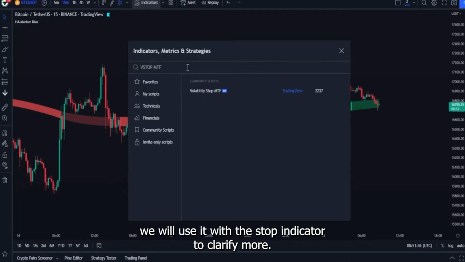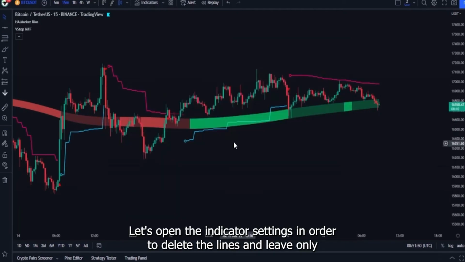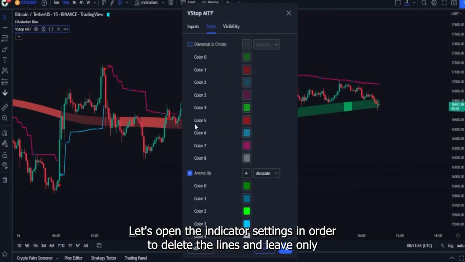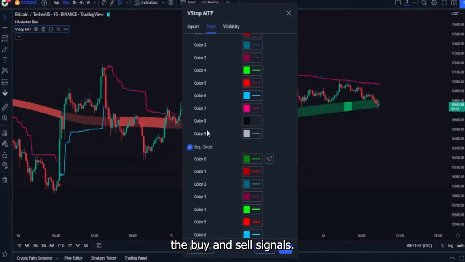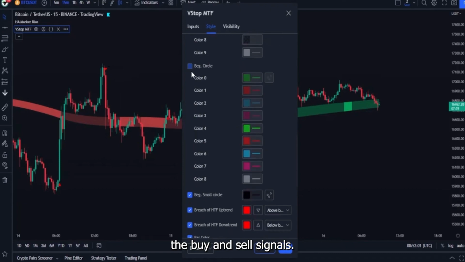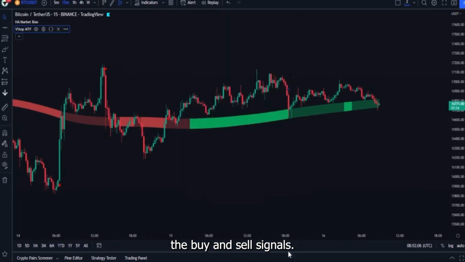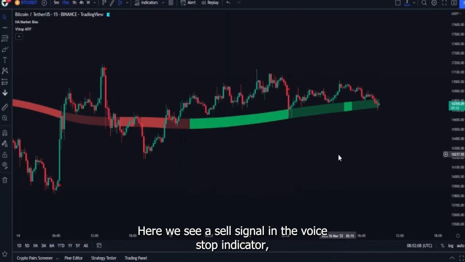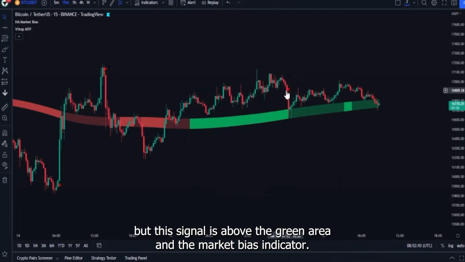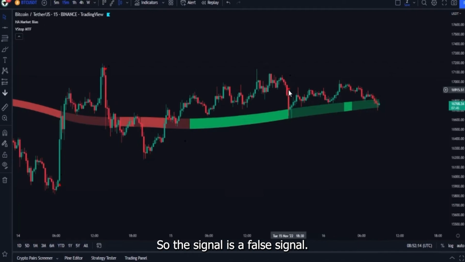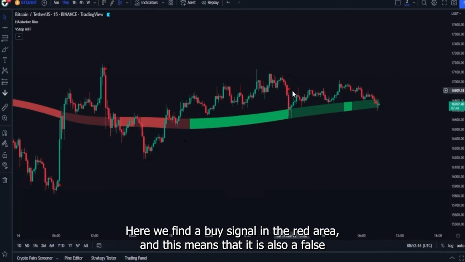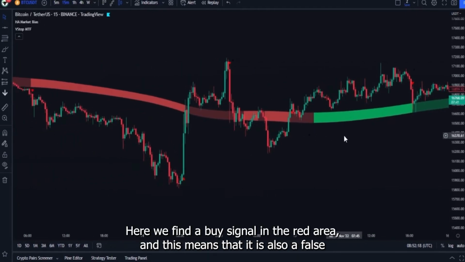To clarify this, we will use it with the V-stop indicator. To clarify more, let's open the indicator settings in order to delete the lines and leave only the buy and sell signals. Here we see a sell signal in the V-stop indicator, but this signal is above the green area in the market bias indicator. So this signal is a false signal. Here we find a buy signal in the red area. And this means that it is also a false signal.